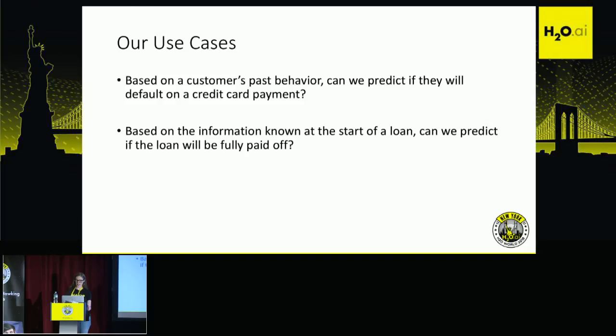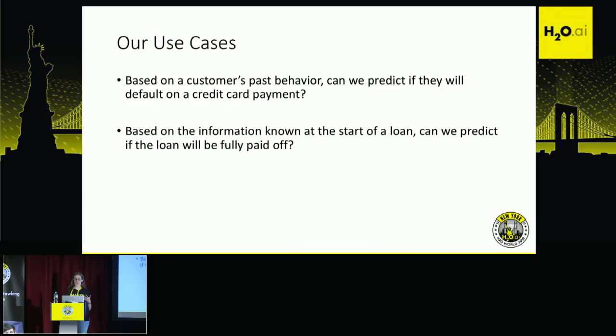So our use cases today, the first one's going to be based on a customer's past behavior. Can we predict if they will default on a credit card payment? So this is, let's say, some information we've collected. We have information about what someone's been doing in the past, maybe some demographic information, and we want to use this for something. So that's a lot of the machine learning. We already have all this collected data. How can we use it to help us predict something in the future?